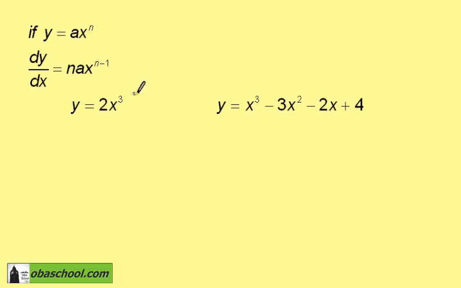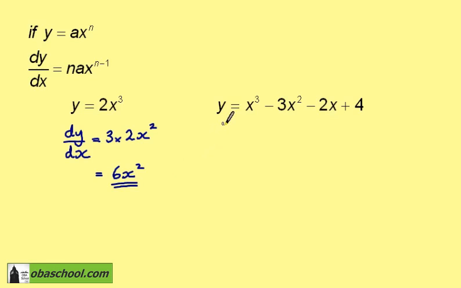If we consider these examples, y is 2x cubed, we can differentiate this, and dy dx becomes, the power of 3 drops down in front, just like this. So we get 3 times 2x with the power reduced by 1. 3 2's are 6, so we get 6x squared.